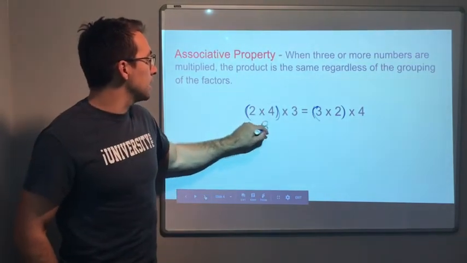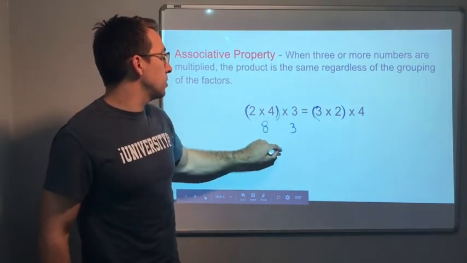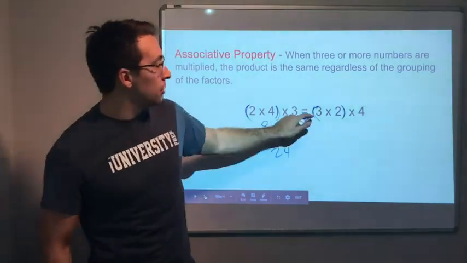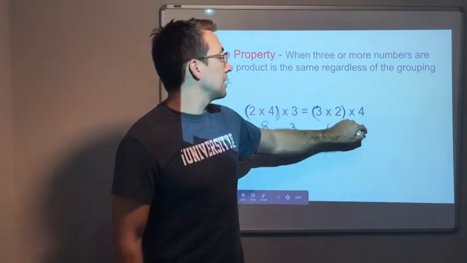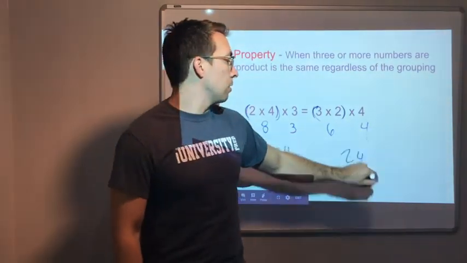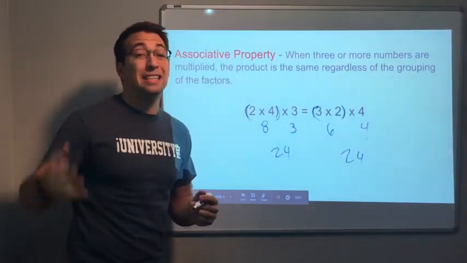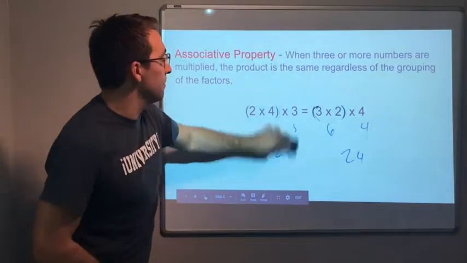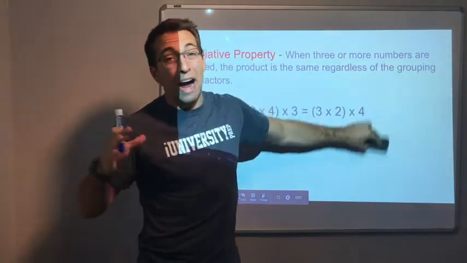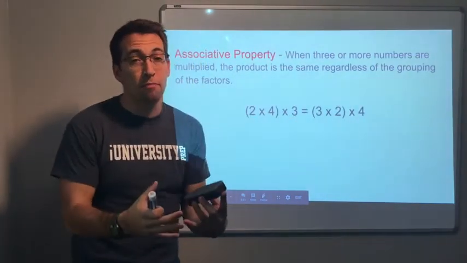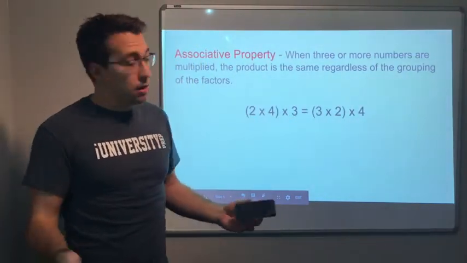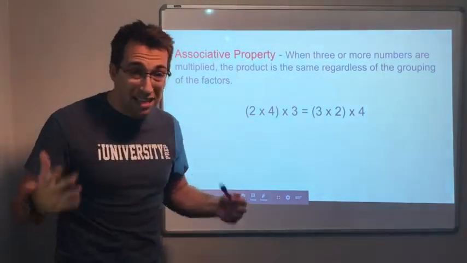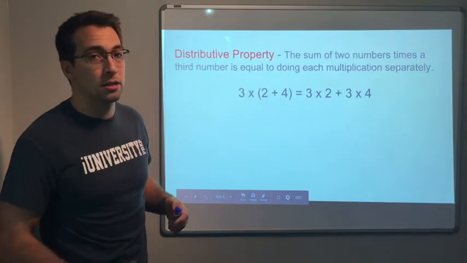2 times 4 is 8, times 3 is 24, right? 8, 16, 24. 3 times 2 is 6, times 4 is 24. 6, 12, 18, 24. So the associative property, it doesn't matter how you group or pair numbers when multiplying. If you're going to multiply all the numbers, you can group them however you want, and the answer stays the same. The product is the same.